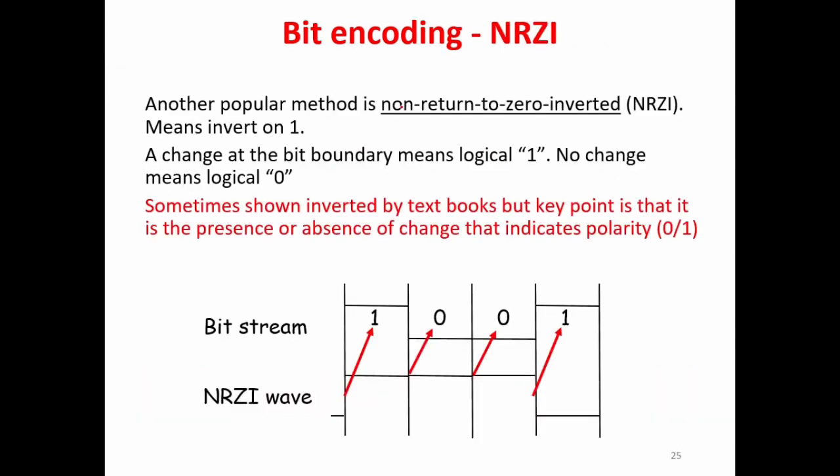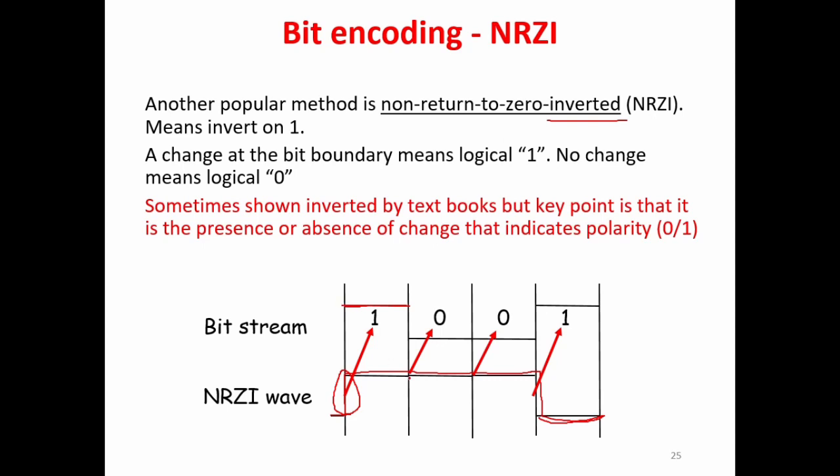And this is the last method: non-return to 0 inverted. This method says that if this is the original wave that we want to send to the receiver, the only thing that we care about is the changes, no matter whether these changes are rising or falling, okay? Once we have a change here, there is one change here, right? From 0 to 1, but we don't care about its direction. So there is one change, and because of this change, this would be 1.